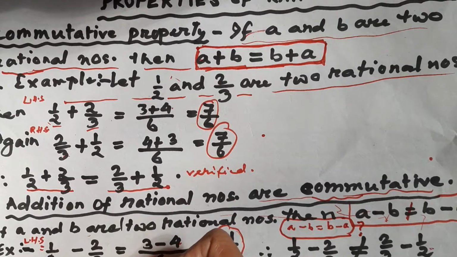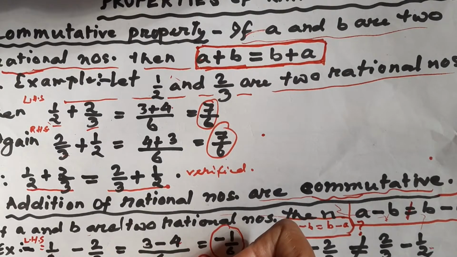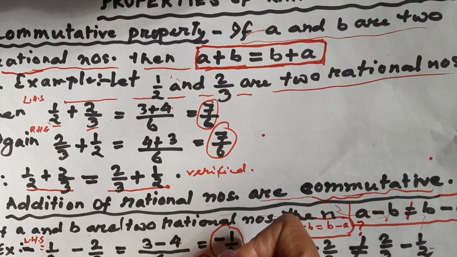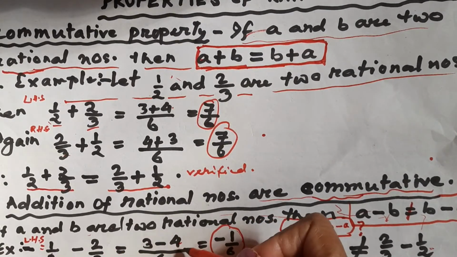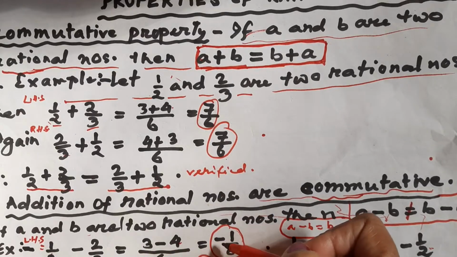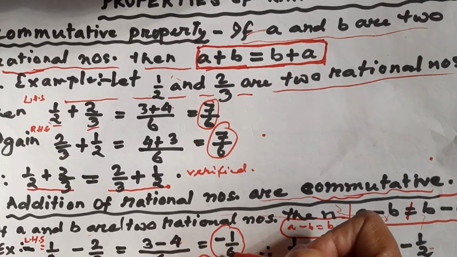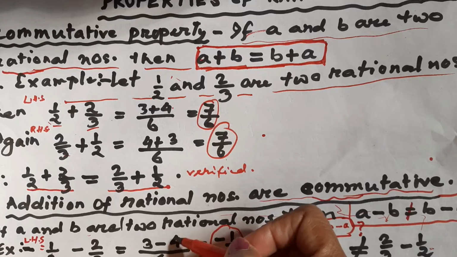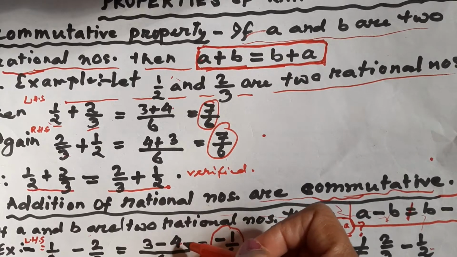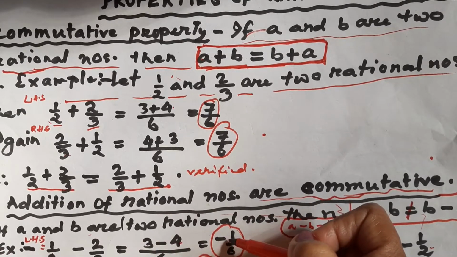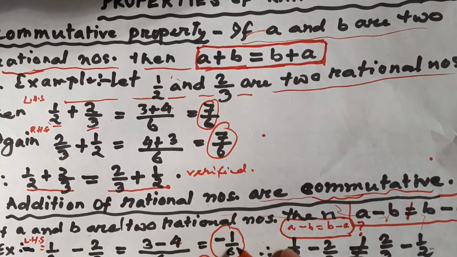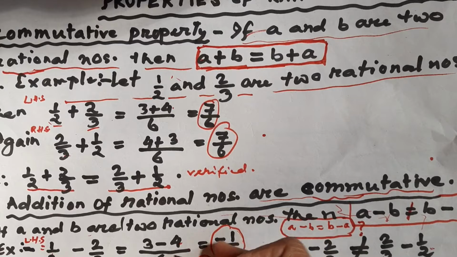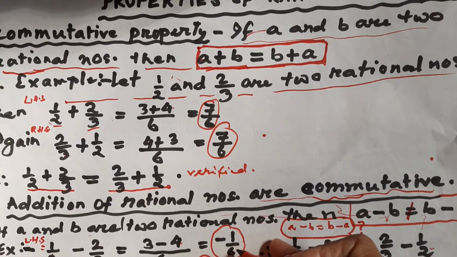Then 2 3s are 6, LCM will be 6, and 2 goes to 6 3 times, so 3 1s are 3, and 3 goes to 6 2 times, so 2 2s are 4. 3 minus 4 will be minus 1 by 6, as the bigger number is 4 and it has a negative sign, so we have to put a negative sign in front of 1, and the result will be a minus b equal to minus 1 by 6.